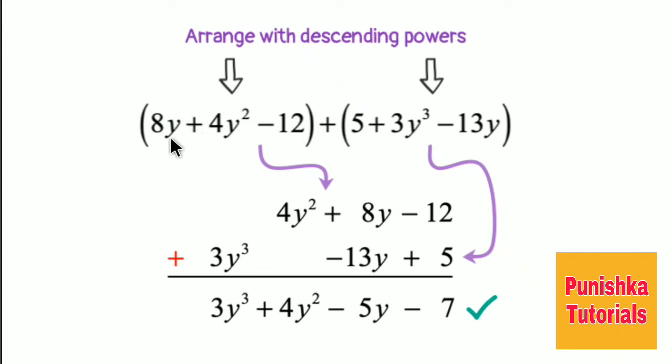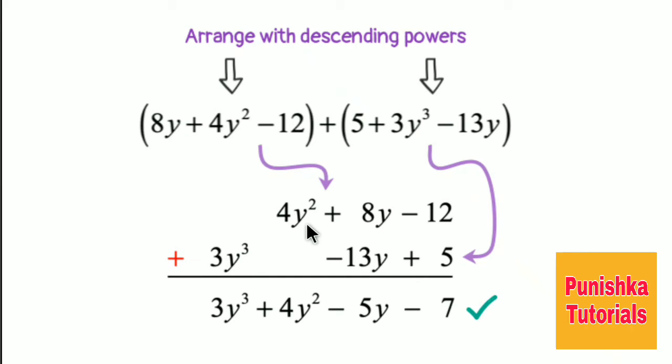So we will rewrite this expression 8y plus 4y square minus 12 with decreasing order of their powers as 4y square plus 8y minus 12. Similarly, the second expression 5 plus 3y cube minus 13y can be rearranged with decreasing order of their powers as 3y cube minus 13y plus 5. If we have no sign before any term, then we will consider it as plus. Now let us bring all the like terms together.